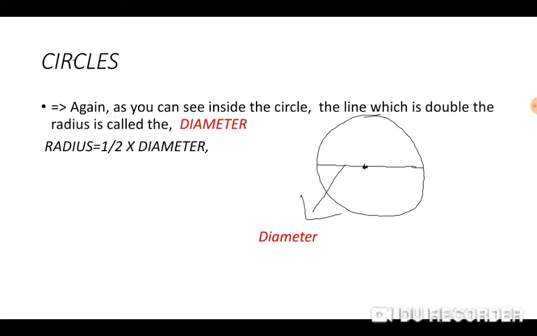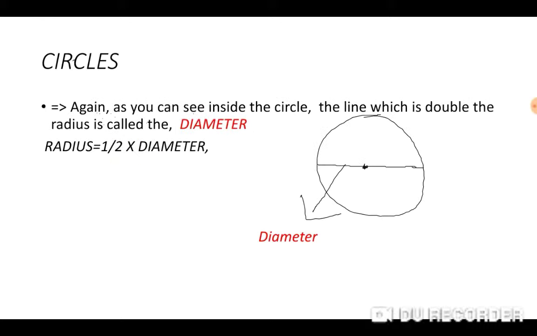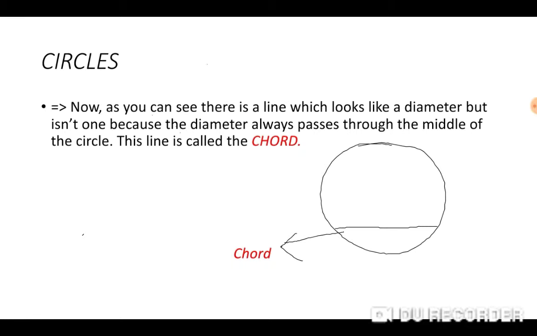Now again, as you can see inside the circle, the line which is double the radius is called the diameter. First let's recall what a radius is. A radius is the line which is drawn halfway through the midpoint, but a diameter is the line which is drawn equally to the right side as well as to the left side of the circle from the center point of the circle, and this is called a diameter. Hence we can say that radius is equal to half into diameter.